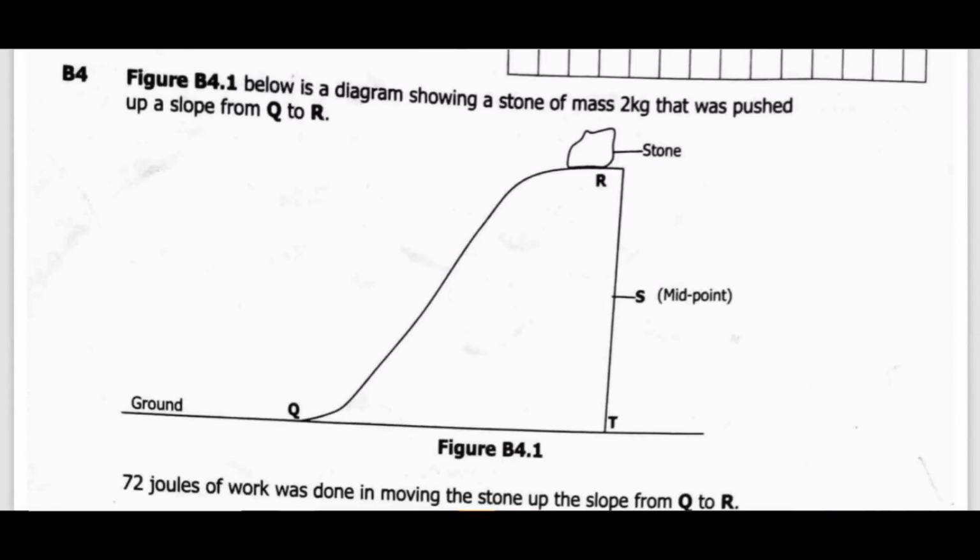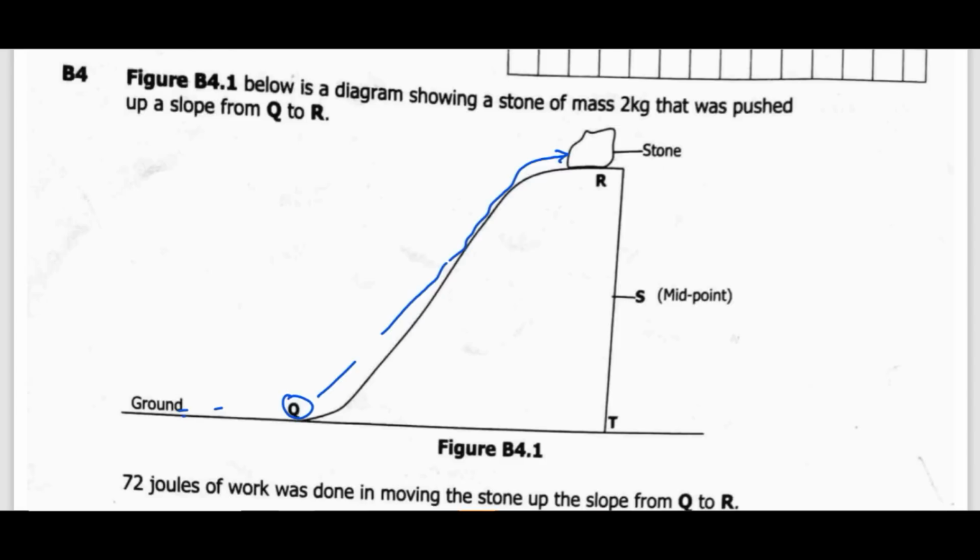Okay, so the figure below is a diagram showing a stone of mass 2 kg that was pushed up a slope from Q to R. This is the ground. The stone started from Q and was pushed to R. And then we have S, which is the midpoint, and then we have T.